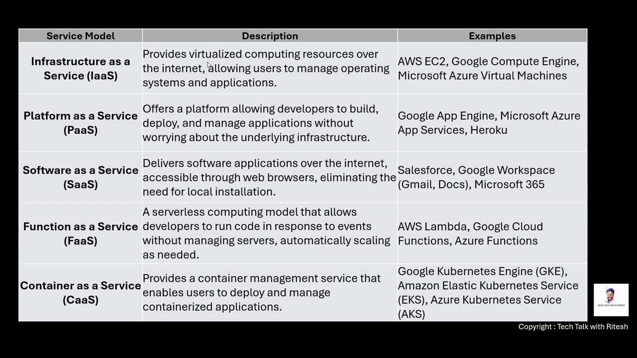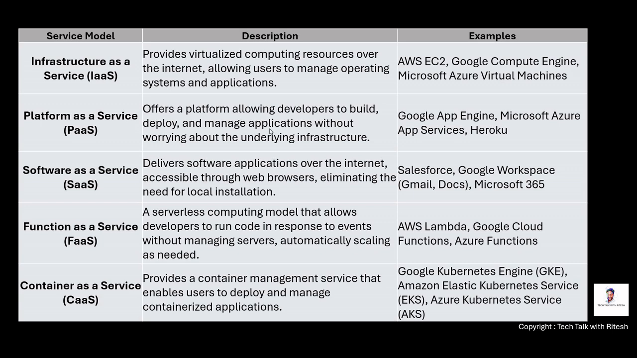Infrastructure as a service provides virtualized computing resources over the internet, allowing users to manage operating systems and applications. Examples are AWS EC2, Google Compute Engine. So consider if you have used a VM, virtual machine, right, or remote desktop. That is one of the examples of infrastructure as a service.